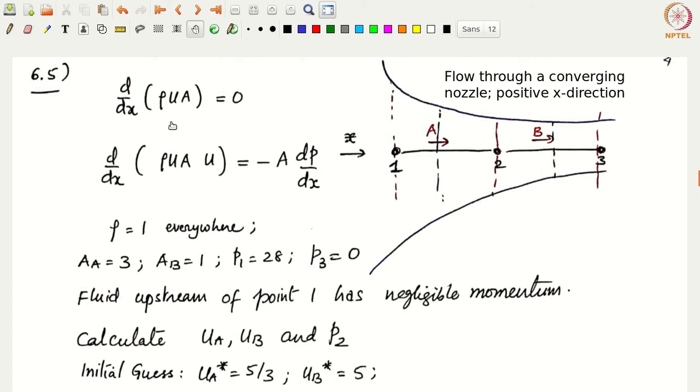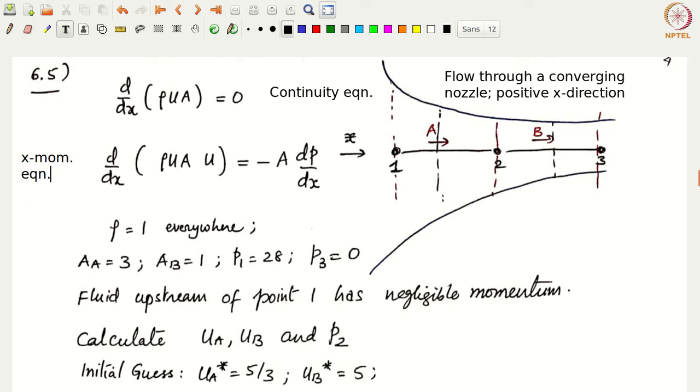The first one is d by dx of rho UA. What is this equation? This is basically your continuity equation, right? And what about this case? This is d by dx of rho UA U equals minus A dp dx. What is this equation? This is your x momentum equation.